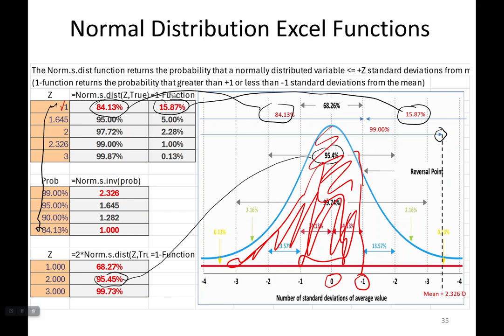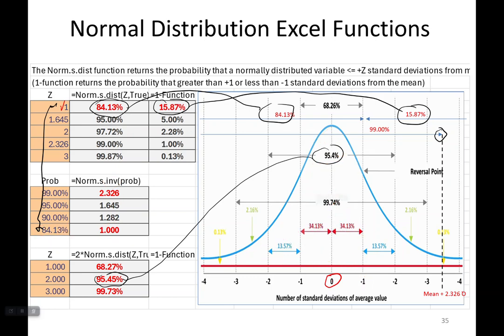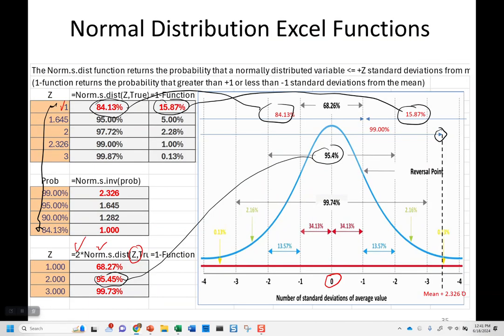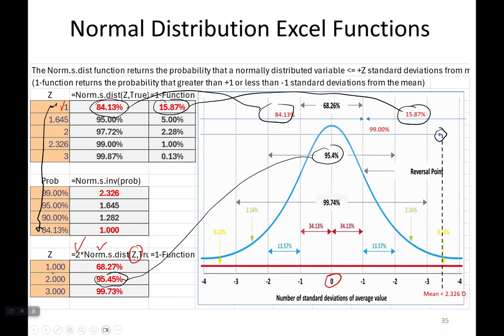Then the last function I'm writing in here is 2 times NORM.S.DIST of the z. And we'll look at this in the spreadsheet so you can see exactly what I'm doing. I'm taking 2 times NORM.S.DIST of z and then subtracting 1. And so what does that give me? Well, if I put in a z of 2, what it's telling me is the area plus or minus 2 standard deviations from the mean. Minus 1 standard deviation, minus 2 standard deviations, plus 2 standard deviations.